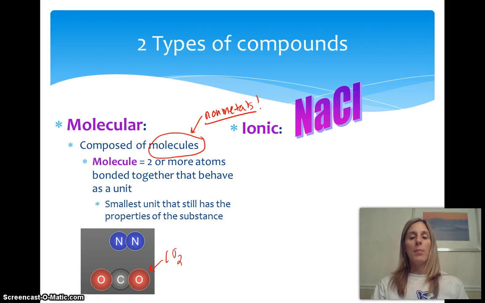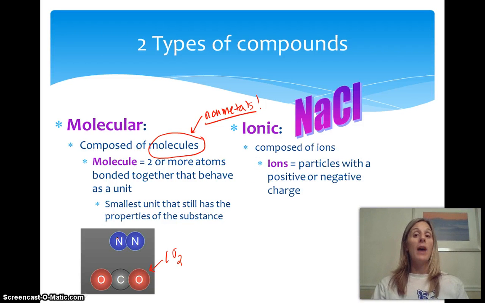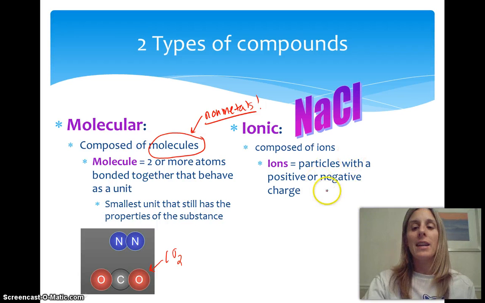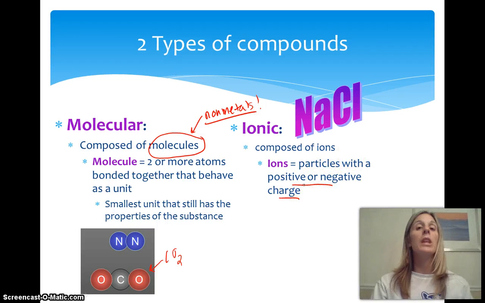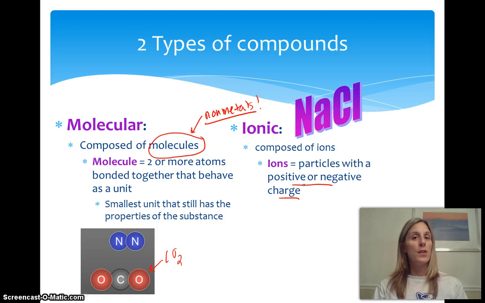If you're an ionic compound, you're made of ions. And an ion is a particle that has a positive or negative charge. And that's really, really important. How you make those ions is going to be the focus of the next video you're going to watch. It's made by gaining or losing electrons. So an ion is a particle that has either gained or lost electrons to take on either a positive charge or negative charge.